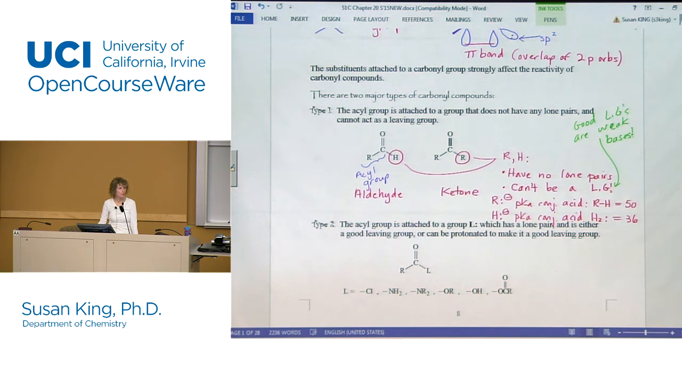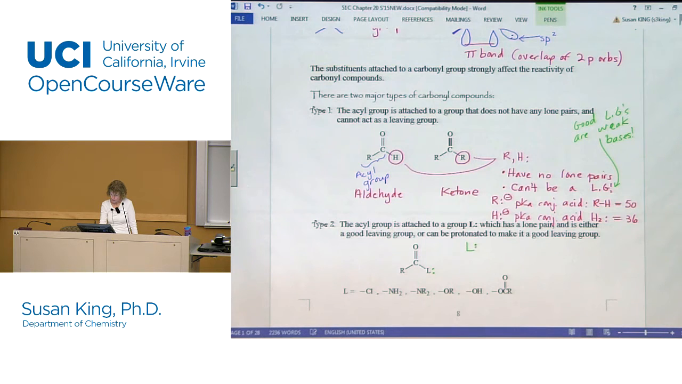All right, so that's type 1, aldehydes and ketones. We're going to talk about them together, and that's going to be the subject of chapter 21. We're also going to talk about those in this chapter. And then type 2, acyl group is attached to a group L. So I use L. L stands for lone pair, and L stands for leaving group.